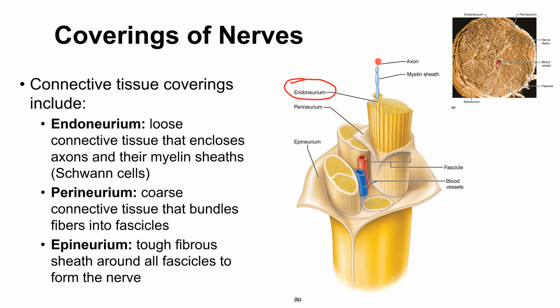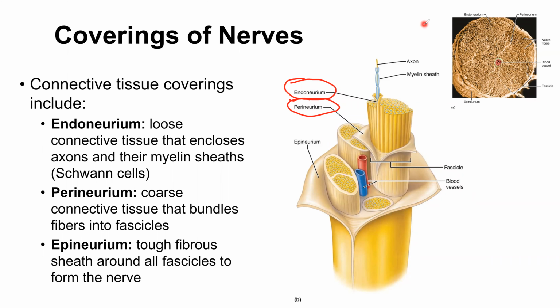Okay, so moving on then to the next sort of protective structure here, we have multiple axons that are going to be bundled together into what we call fascicles. All right, and so the fascicles then are going to be wrapped together via this perineurium. So the perineurium then wraps all of the fibers together into these fascicles.